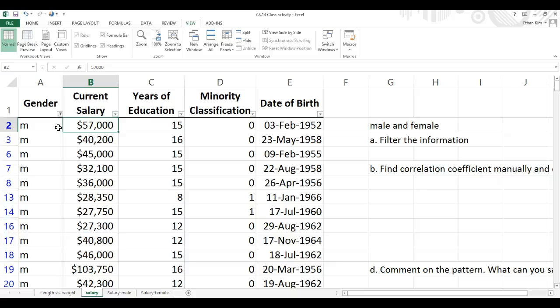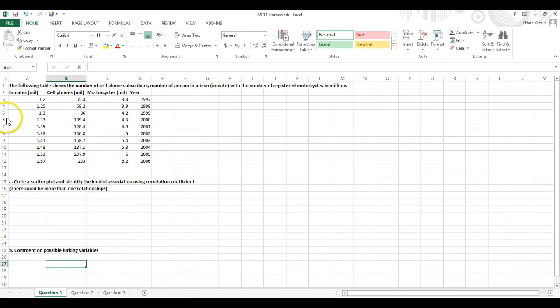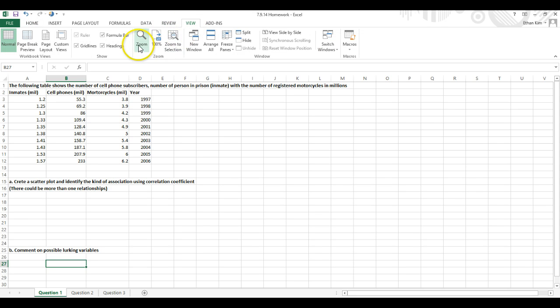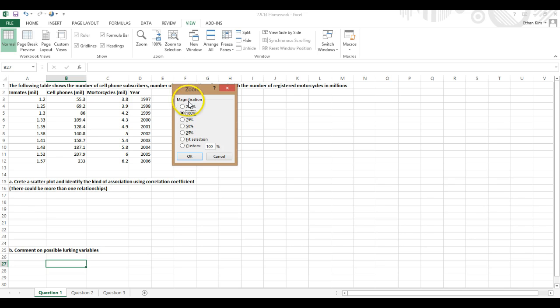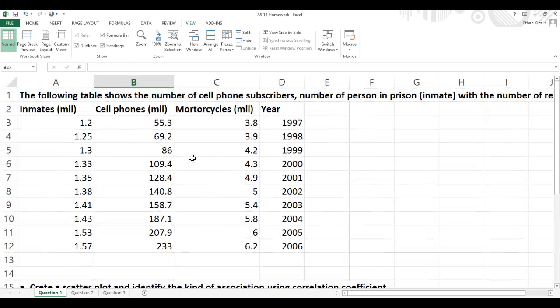All right, so that's it for today. I just want to go over something from the homework. So this is the homework that I assigned for today. Let's make it a little bigger. Okay, so it's the same thing.